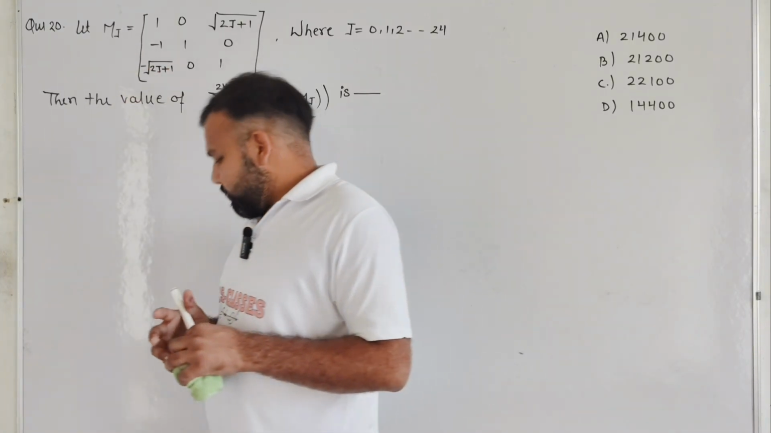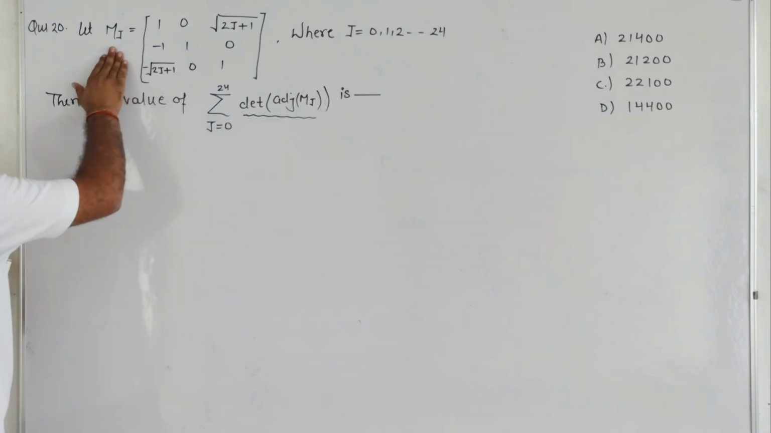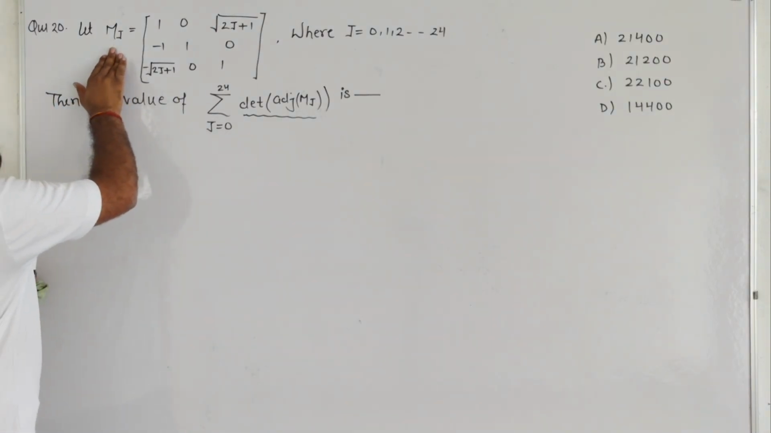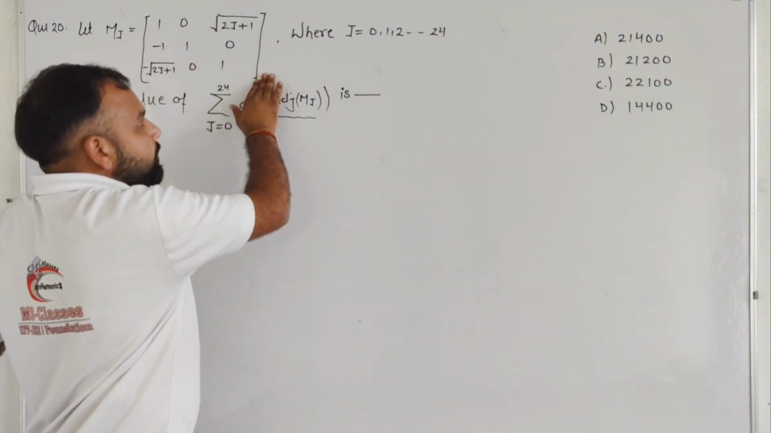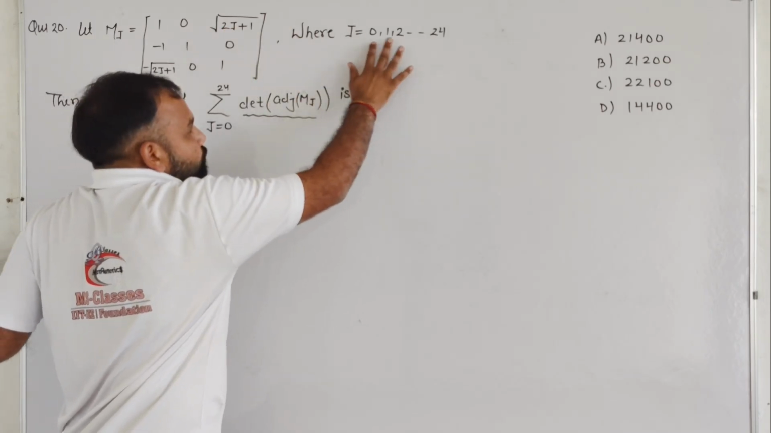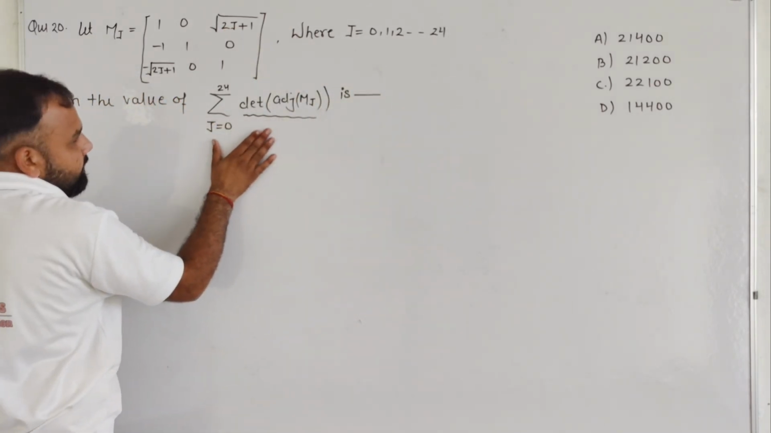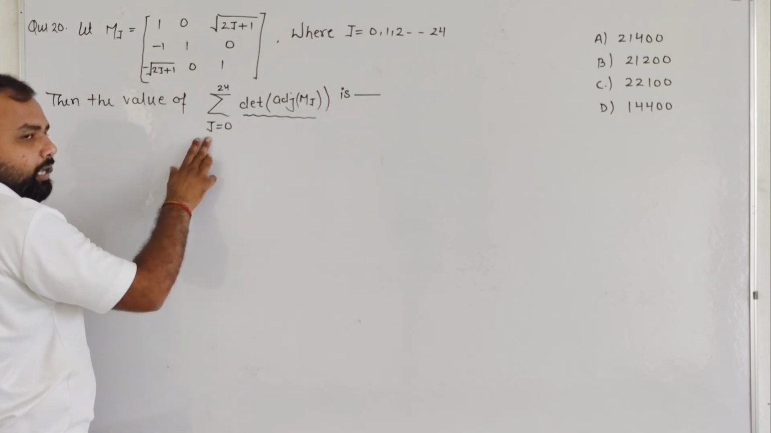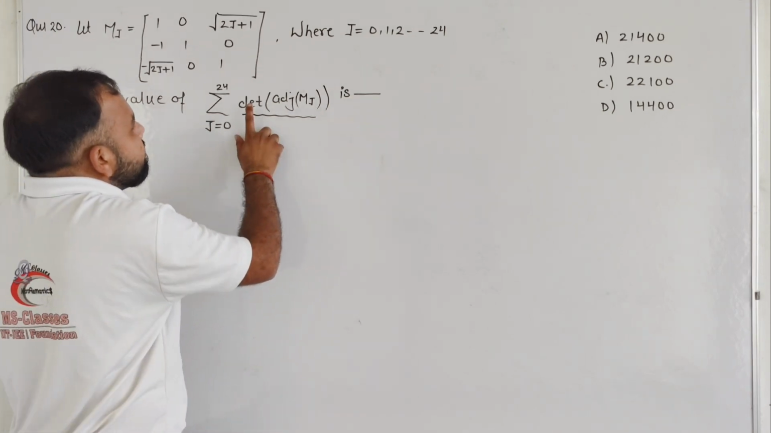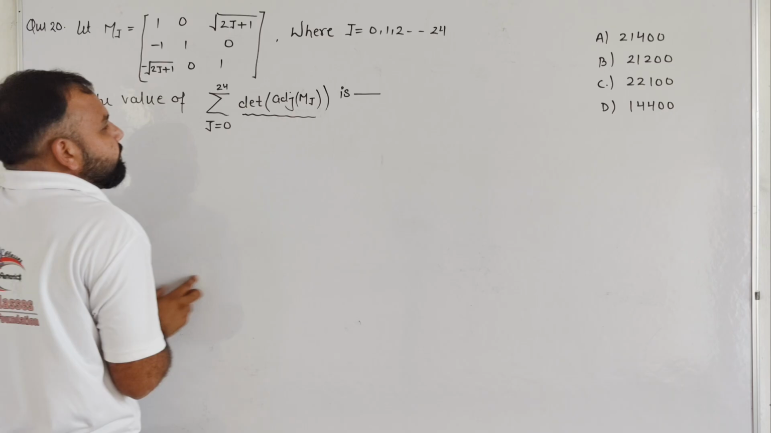In this question, you can see that there is a matrix denoted by Mj whose order is 3 cross 3, where j belongs from 0 to 24. Then what is the value of this expression? Basically we need to calculate the value of this summation, in which there is the determinant of adjoint of Mj.